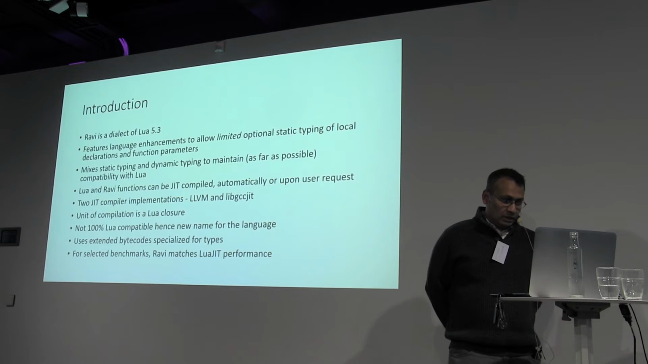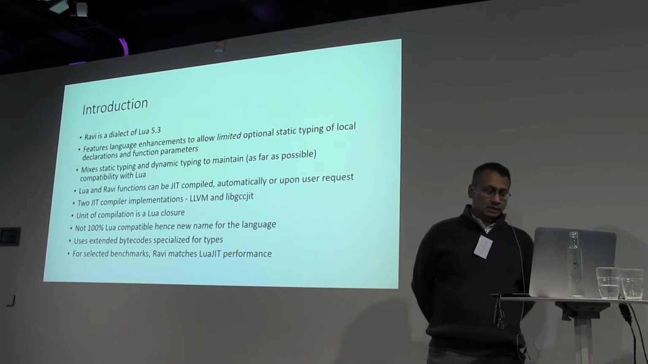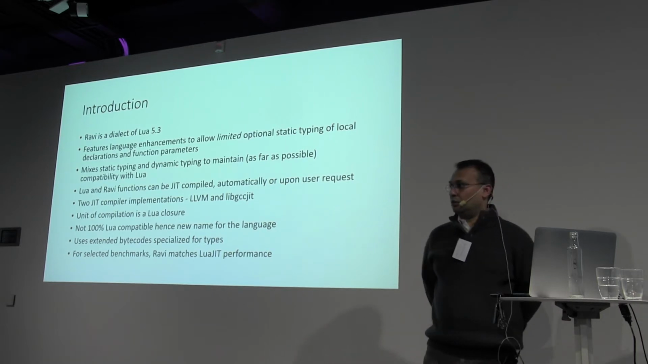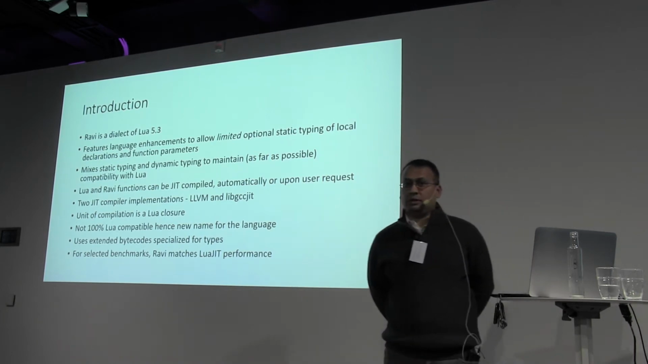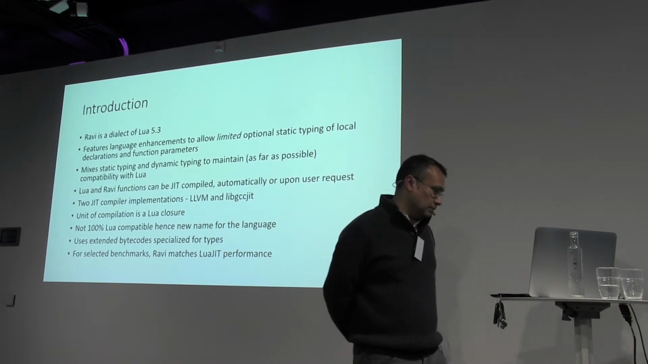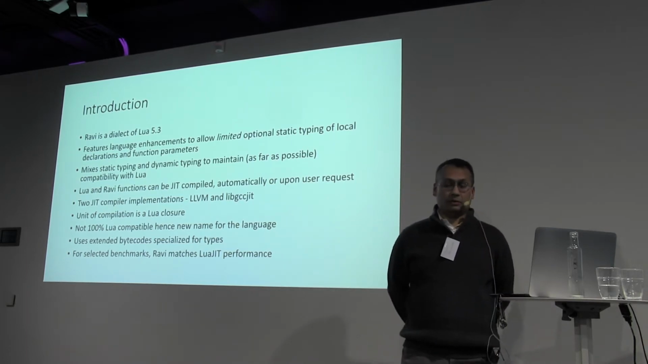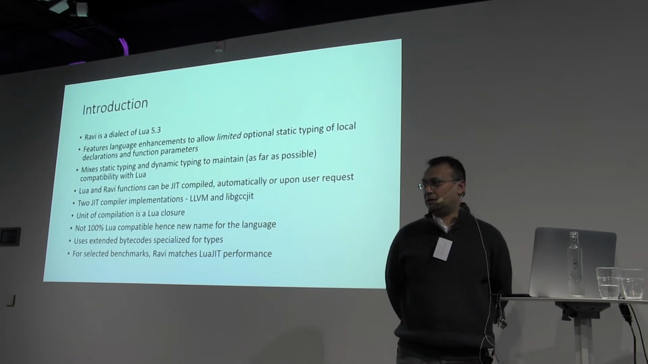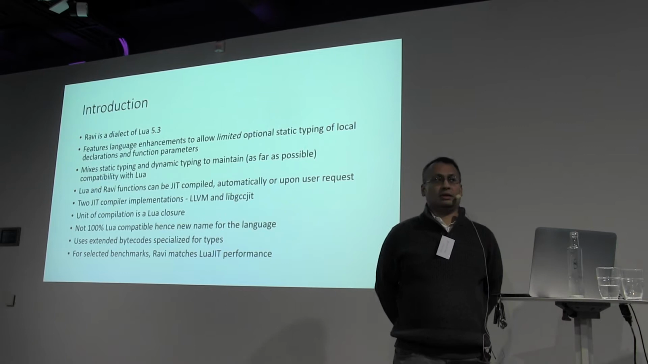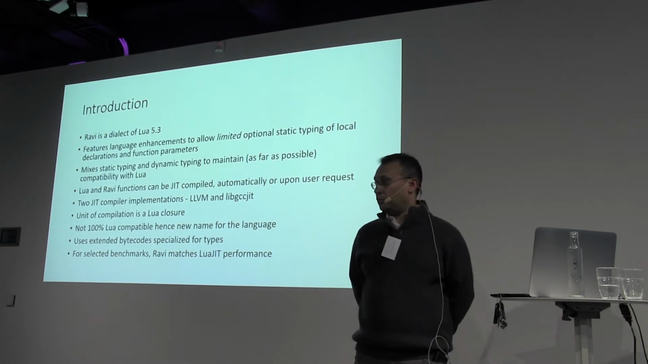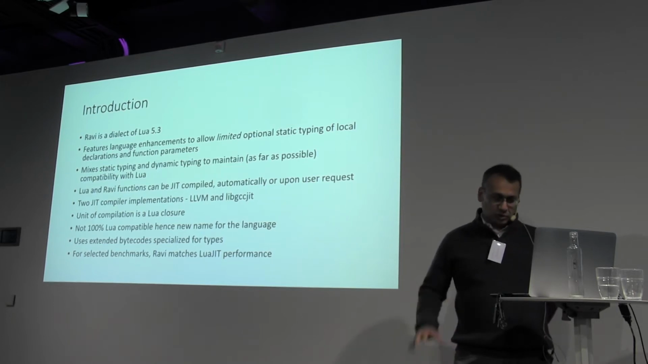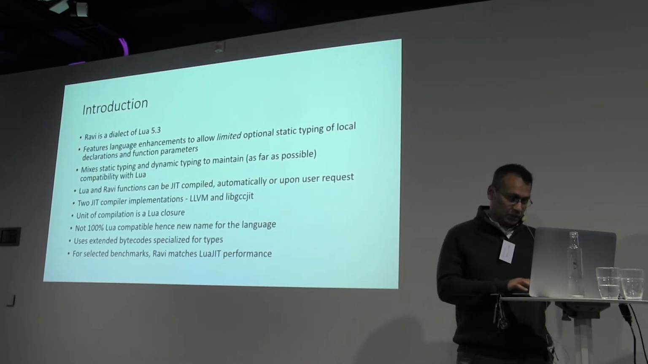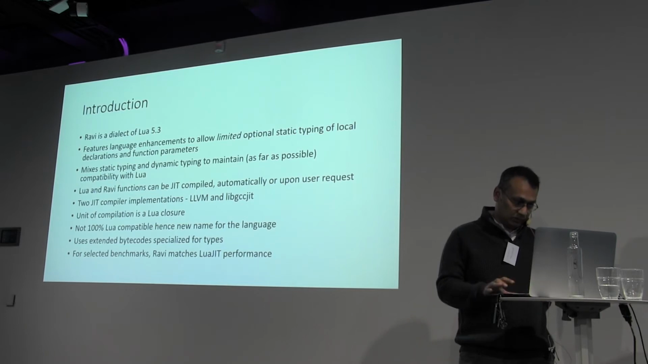Both Lua and Ravi functions can be JIT compiled, either automatically or upon request. There are two JIT compilers available. One of them is using LLVM, the other one is using libgccjit. I don't know if you guys know about that, but that's a new JIT library from GCC 5.2 onwards. It's not very mature yet, so there are some bugs in it, but nevertheless it's working, functional.